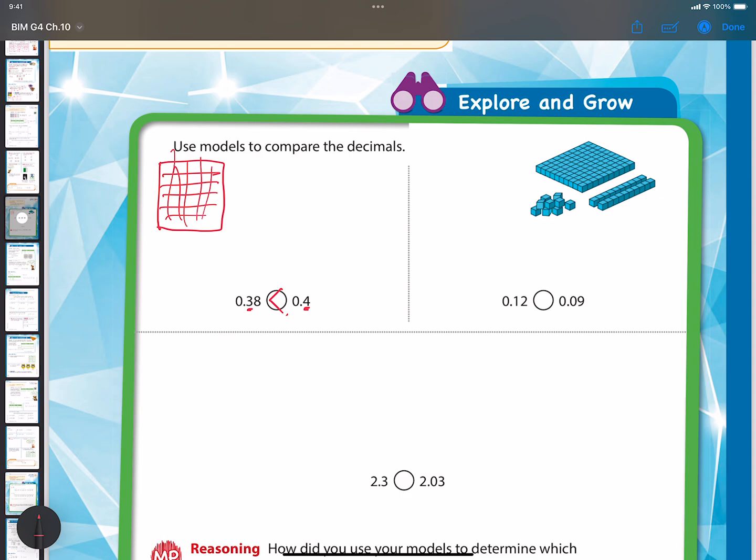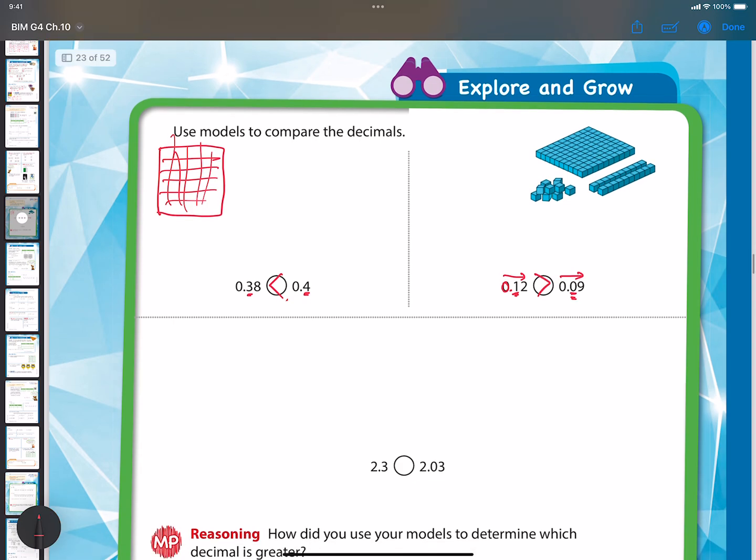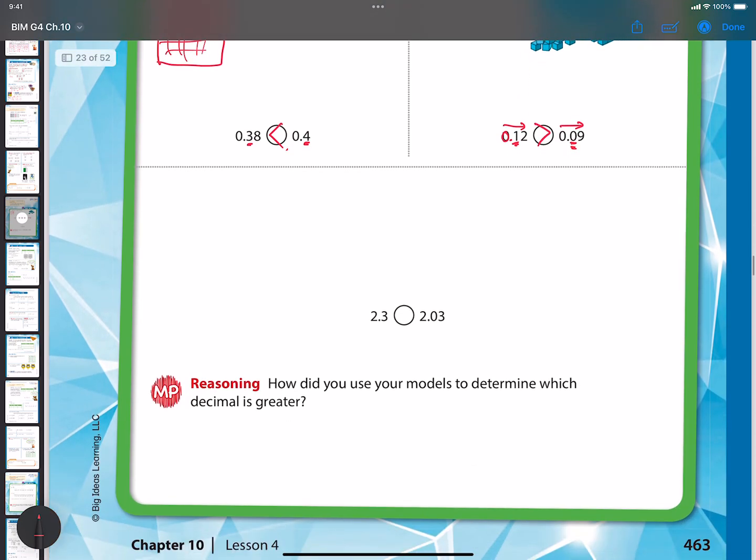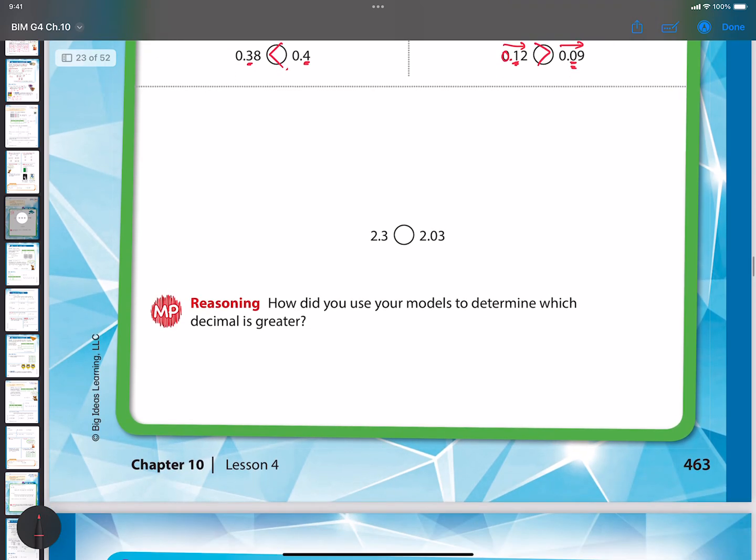Next one. 0.12 versus 0.09. What did I say? Compare the ones first, left to right, okay? So for the decimals, here this is tenths as 1, tenths as what? 0. So that's it. You don't have to check anything else. So it has 1 versus 0. So 0.12 is greater than 0.09. All right, next.